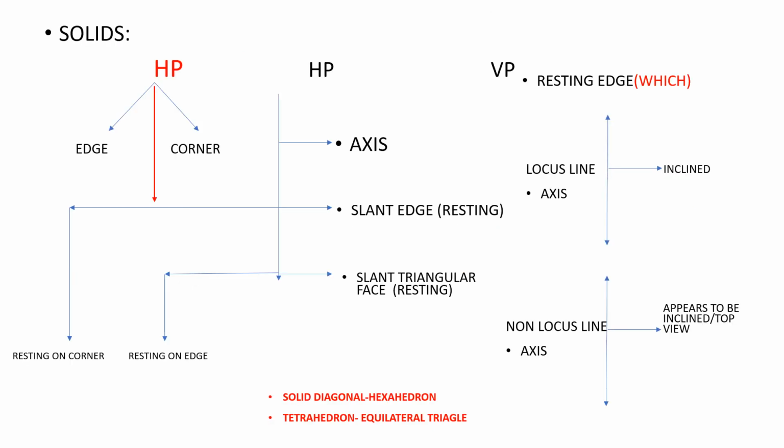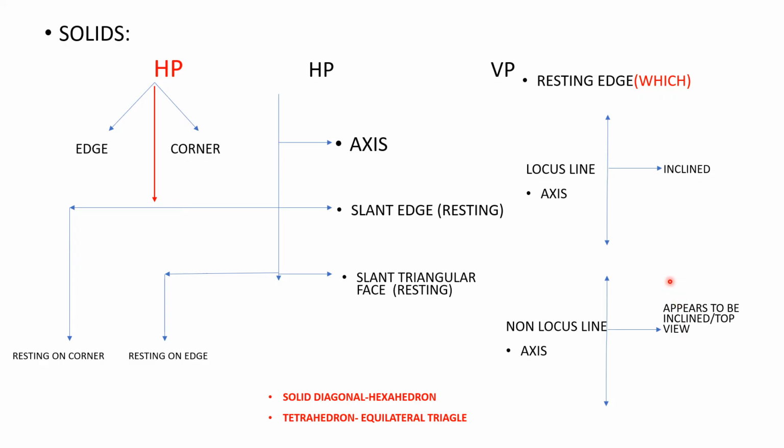So just to have again one summary sheet, where we said in HP we'll be having two options, either an edge or a corner. With respect to the HP, in a prism we'll be having only the axis, but in a pyramid we'll be having three options: axis, slant edge, and slant triangular face. So we have just located here slant edge resting on corner, slant triangular face resting on an edge. And in the third position again we'll be having three options where one resting edge will be inclined, and there will be two options for locus and non-locus line problems where we need to look for either the axis is inclined or the axis appears to be inclined.